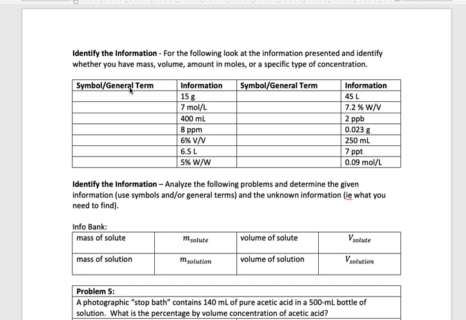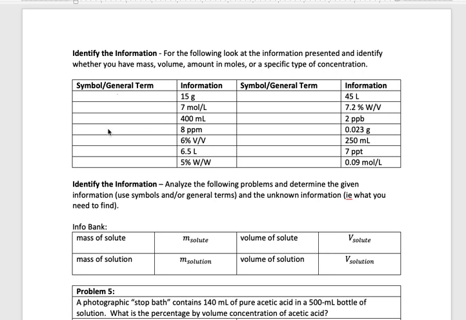And if you can be more specific, like it's a parts per million concentration or a percent weight per weight concentration, be able to state that as well. So as much information as possible, even though we don't have a sentence or a backstory here. So pause the video, take a look at the items in the table, and just fill in what you see.